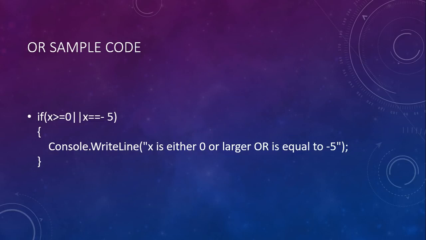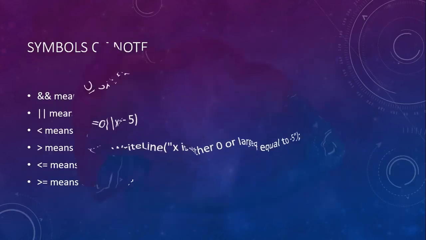It's not simply just going to be where the two lines overlap, if we think about this in terms of math. This is everything that is in there. So x has to either be greater than or equal to 0, or x is equal to -5. If it does, x is either 0 or larger, or is equal to -5.